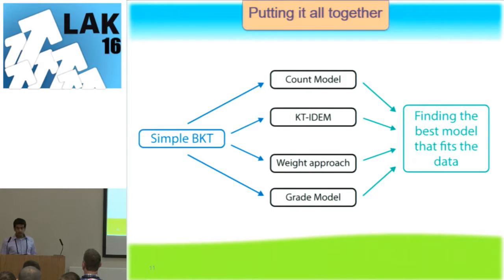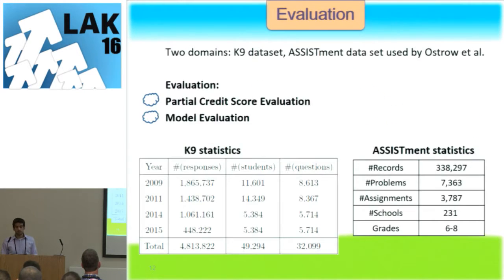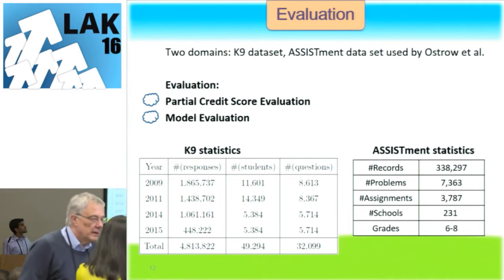Now that we had different models, we wanted to put them all together to test our weight approach, to find out which model fits the data best, and to see if our weight approach is valid. We evaluated our weight approach and our models against two domains: the K9 domain dataset of LNet that I introduced before, and the assessment data that was used by Ostro in our paper. Here you can see some statistics about the data.